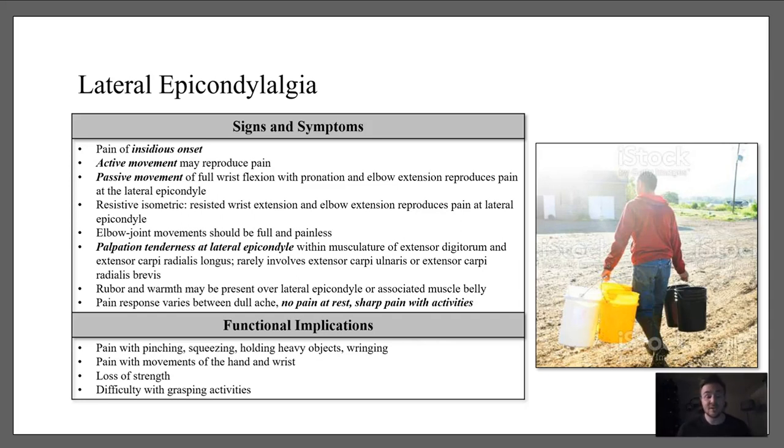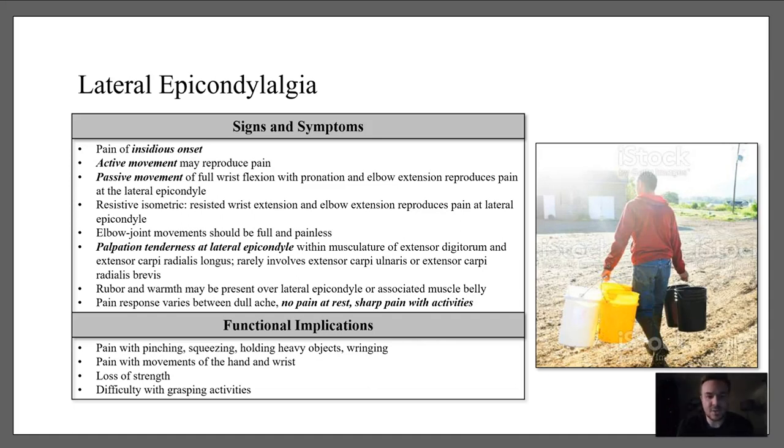So if we stretch the areas that are involved, meaning full wrist flexion, so we're stretching the extensors with pronation and elbow extension, those combined movements, this may reproduce pain. Resistive isometrics hurt, so resisted wrist extension coupled with elbow extension reproduces pain. The elbow joint movement should be full and painless, so elbow flexion extension should be fine. Pronation, supination should be fine for the most part without resistance. It's just wrist extension is the main thing that hurts.